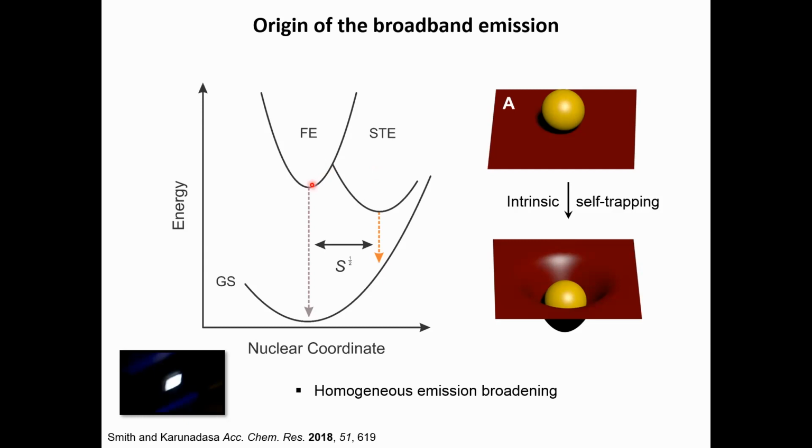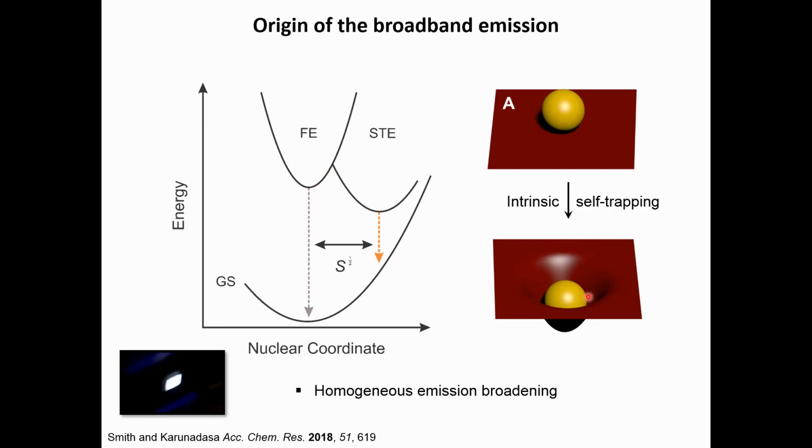Because of this stabilization, which is the difference between this minimum and this minimum, and the distortion, which is the difference between this point and this point horizontally, because of both these effects, we get a broad emission. So that's the intrinsic self-trapping. This is me hitting the soccer ball to the perfect net and the net distorting.